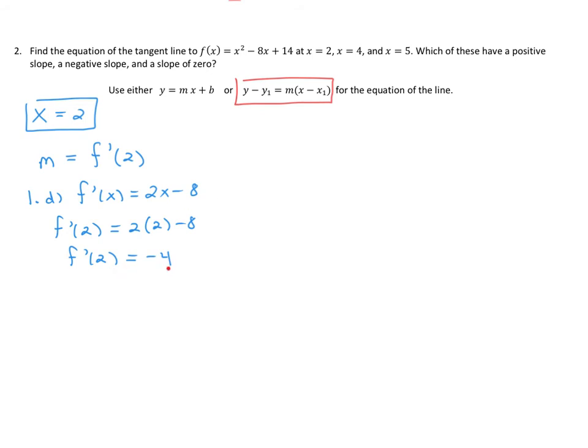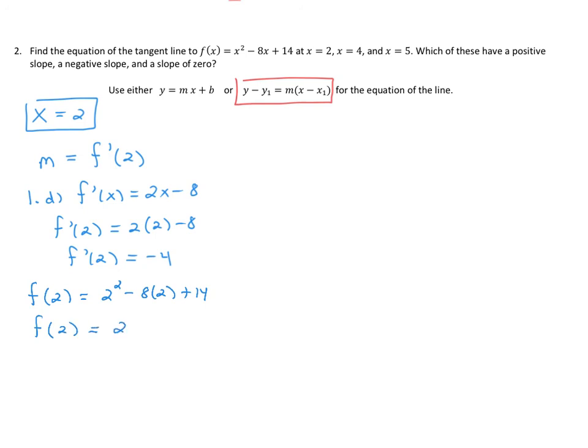I have the slope, I now need a point that falls on this line, and this is where I can use the x value of 2 in the original function. If the x value is 2, if you want to solve for a corresponding y value, you can put 2 into this equation here. So you also need to know, well, what is f of 2? It's equal to 2 squared minus 8 times 2 plus 14. And if you simplify this, the value that we get is positive 2.